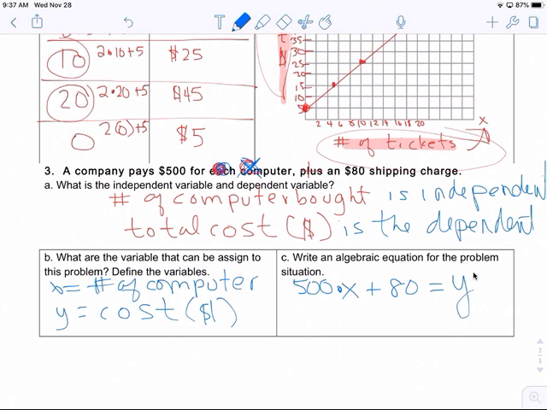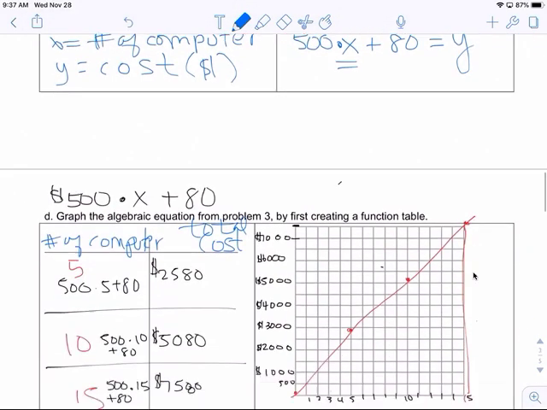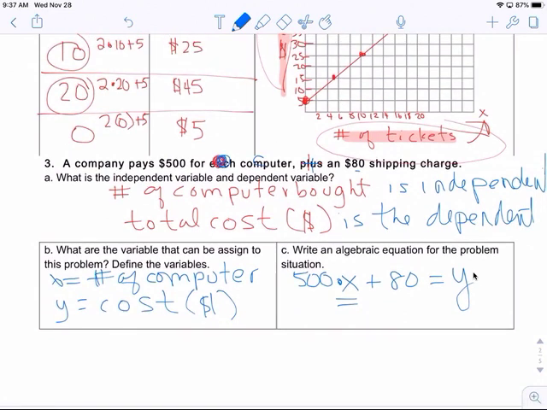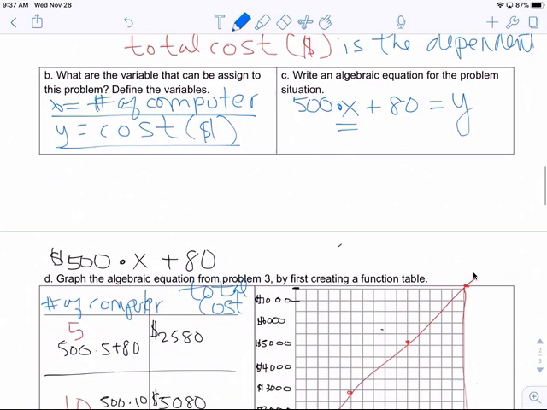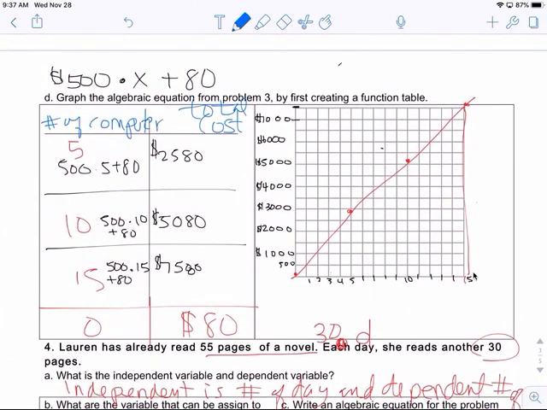Each means times the number of computers plus the shipping. I put C for computer, and then I realized I have to graph, so let's change it to X. Then I need to define X is the number of computers, Y is the total cost. And here I forgot to put the cost. Make sure you label what your Y means.